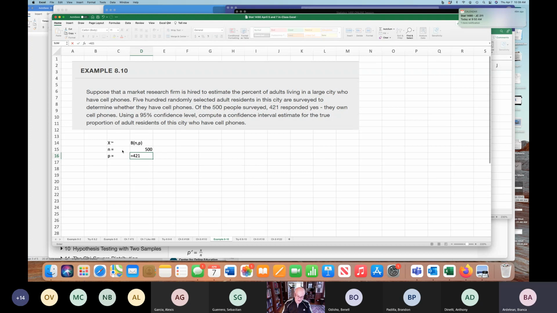Over 500? Exactly. That's the percentage of people that have cell phones. What is that percentage? 84%. It seems low to me, but let's assume that's right. Q, what's Q?